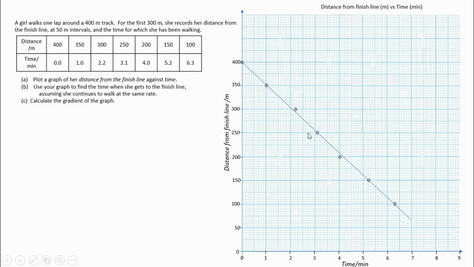So this graph has a line that slopes in such a way that we know it has a negative gradient because the distance is decreasing over time. Remember, this distance is being measured from the finish line. So she started 400 meters from the finish line, and as she walked closer to it, her distance from the finish line was decreasing, hence the negative slope of the graph.